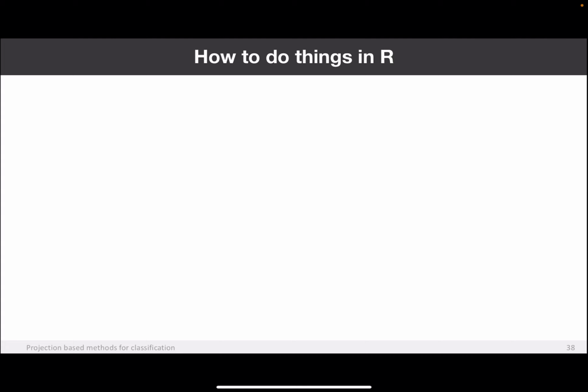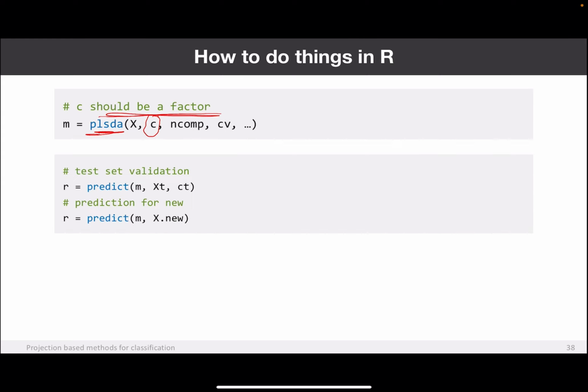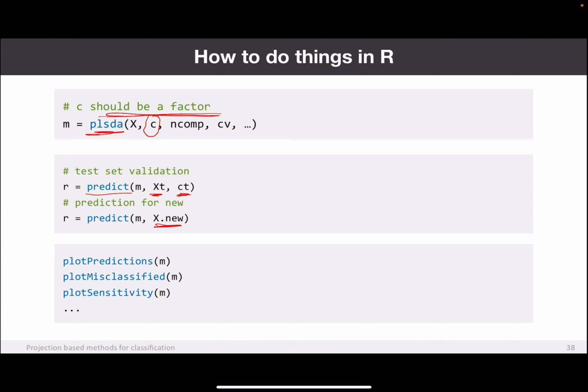Okay. So that's it. And then in the next video, I will also show you how to do things in R very quickly. There is, of course, a function PLSDA. It's very similar to PLS, but instead of y as a vector of values, you need to provide c as a vector of factors. And then the same things, if you want to use test set validation, use predict, but you need to provide both the measurements and the factor with known classes. If you want to make prediction for new set of measurements, you need just to provide the set of measurements. Okay. And then all the plots that you used in Simca will also work on PLSDA, and plus, of course, all PLS plots will work as well.